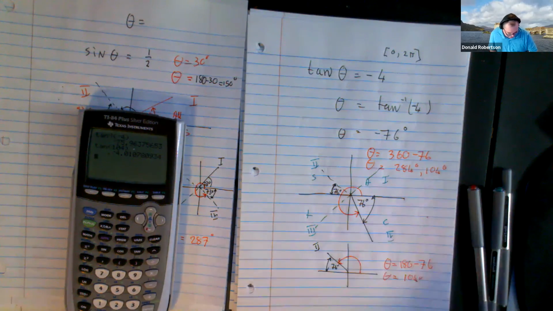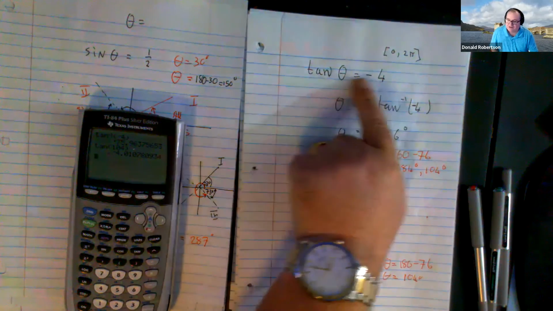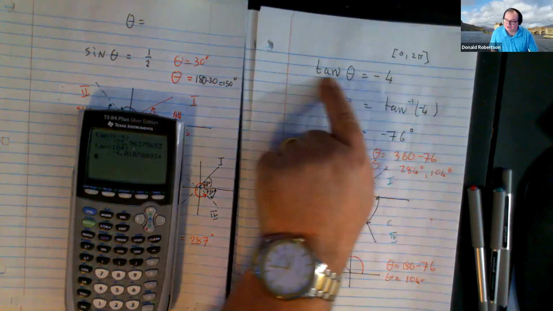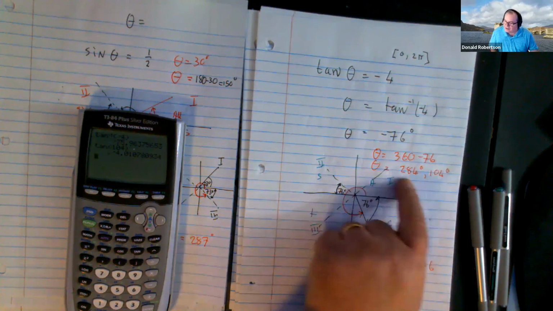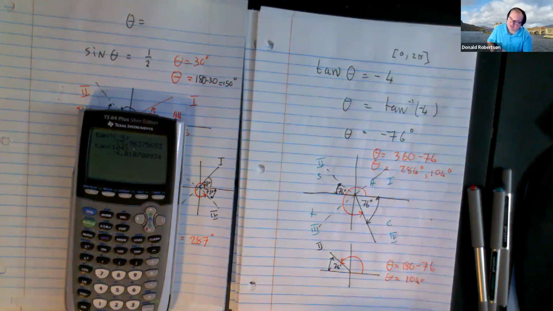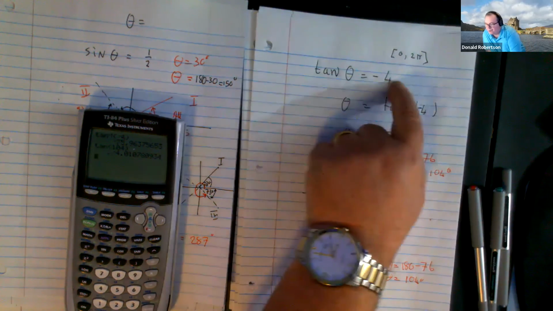But if it's just tell me the angles that this works for in the range 0 to 2 pi, do you see it's now a two angle question? So it depends on what the question is. If it's a physical triangle, there might be one answer, there might be two. If it's one of these, there will be two.